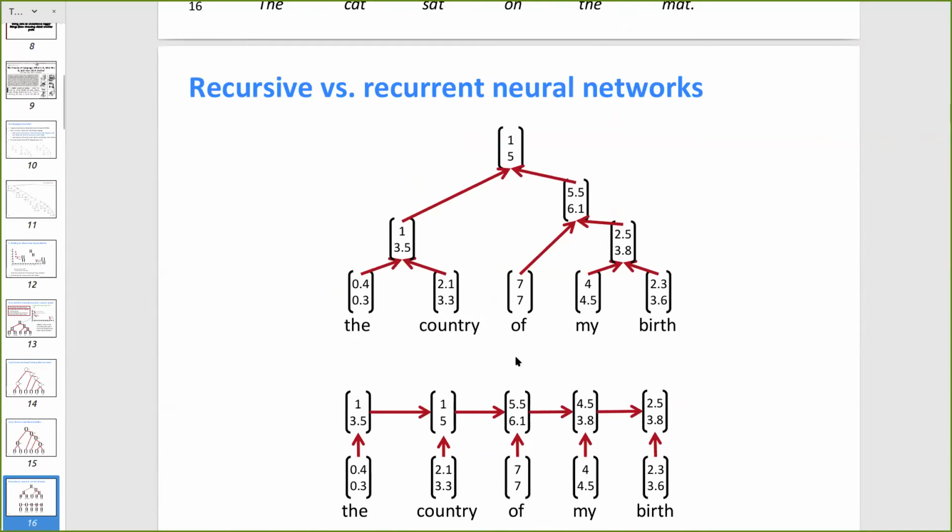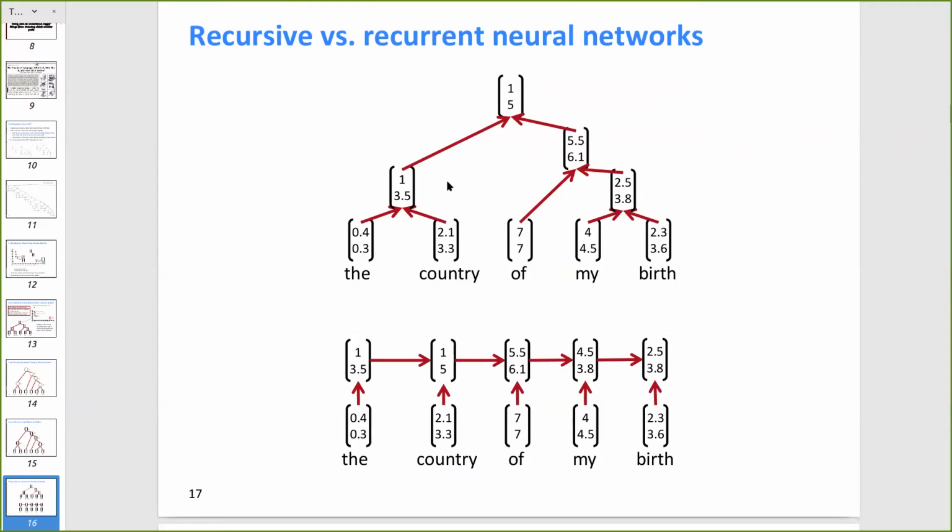So here's a comparison between the structure of a recursive neural network, above here, and below we have the regular recurrent neural network. So let's quickly see this recurrent neural network. What's happening here is that we have the same words, the country of my birth. For every word we have our word embedding, and let's pick country here. So country has its own word embedding.